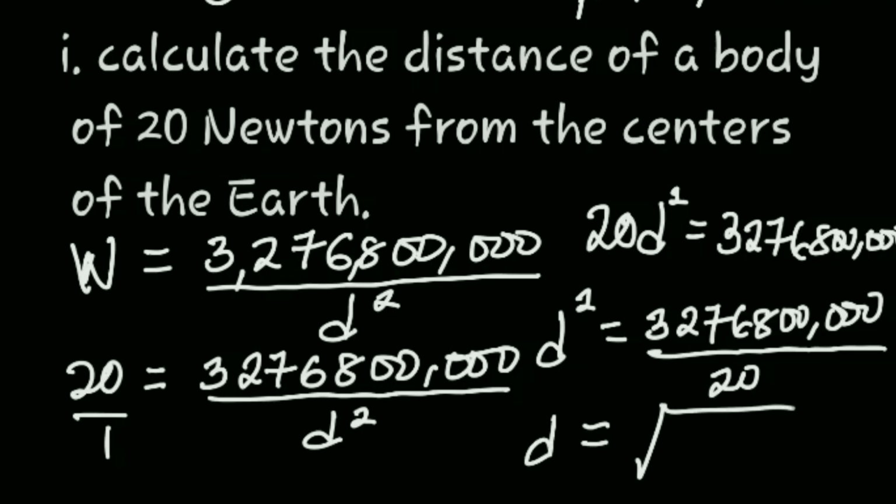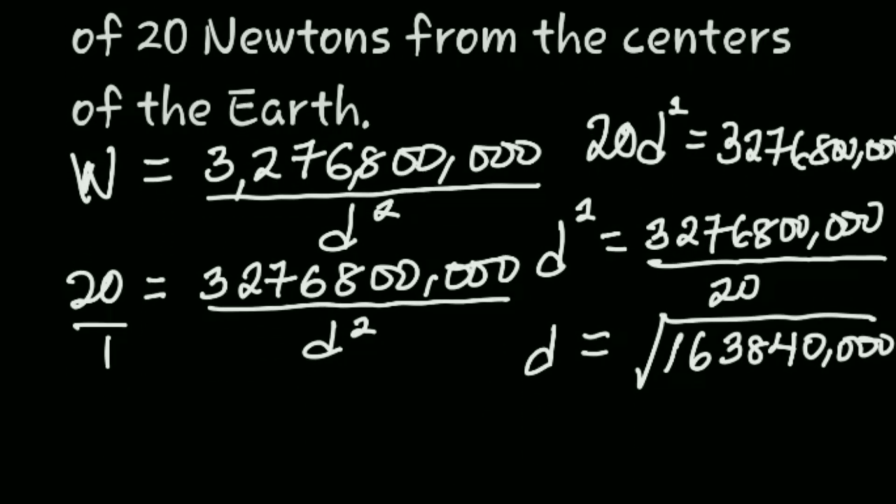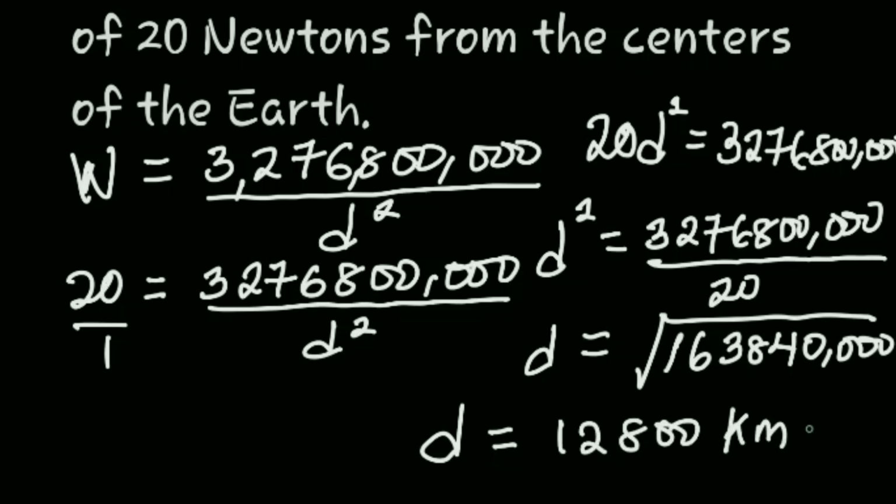D will be equal to the square root of, when you take out the square on one side, you find the square root of the other side. So when you divide this, we have 1,638,400,000. And so we find the square root of this. D, which is the distance, will be 12,800 kilometers.